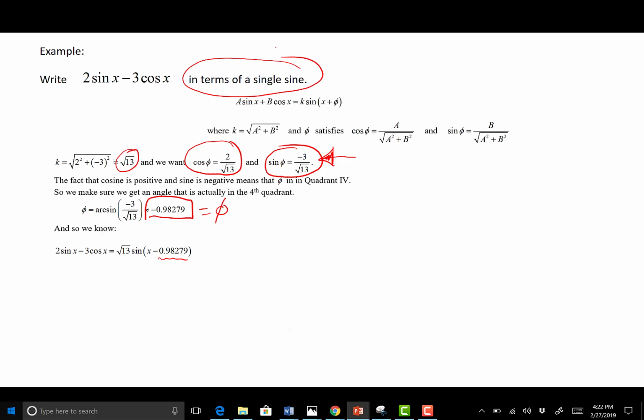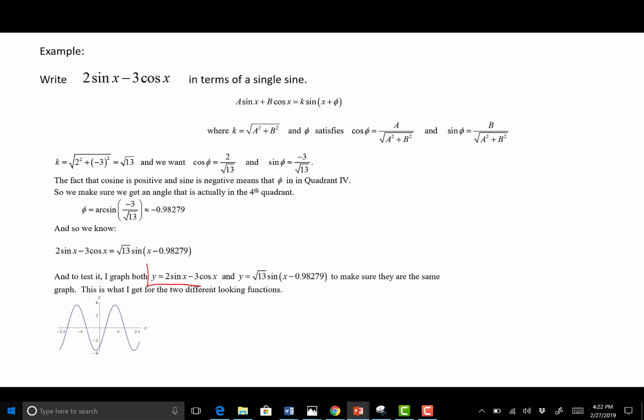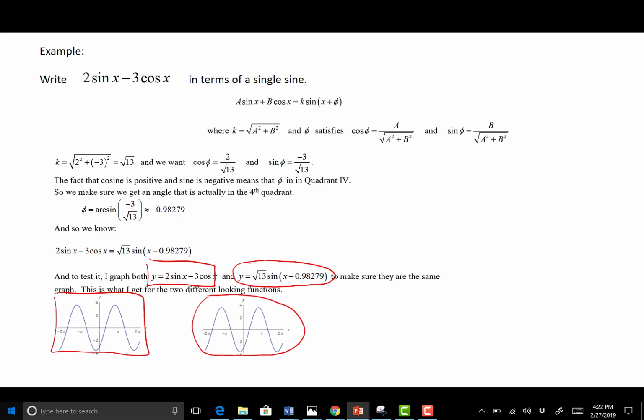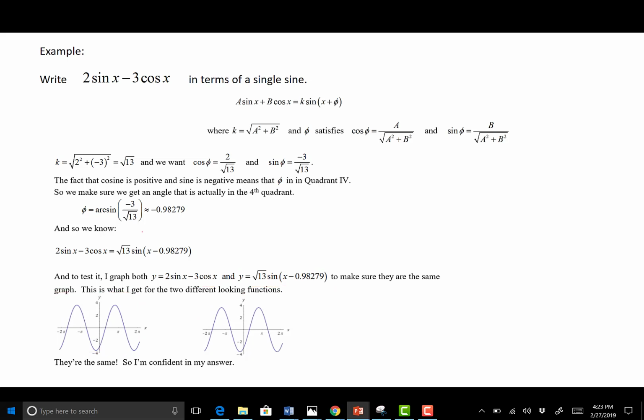Now, it's nice to be able to double check your work, and it's relatively easy. What I like to do is graph them both. So if I graph this guy, it looks like that graph. And then if I graph this function, if you notice, it's the exact same graph. So I'm pretty darn confident that we did it right. And just to make it really clear, this is the answer to writing this value in terms of a single sine. And we're done with the problem.